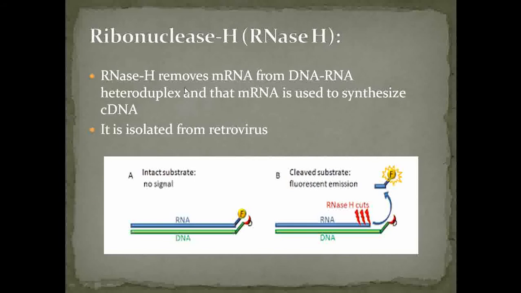Then the next enzyme which is involved in this technology is ribonuclease H. The main property of ribonuclease H is it will remove mRNA from the DNA RNA heteroduplex. See that this is the DNA RNA heteroduplex. From that one, there is removal of mRNA, and that removed mRNA will act as a template to synthesize the complementary DNA. So this ribonuclease H is isolated from the retrovirus.